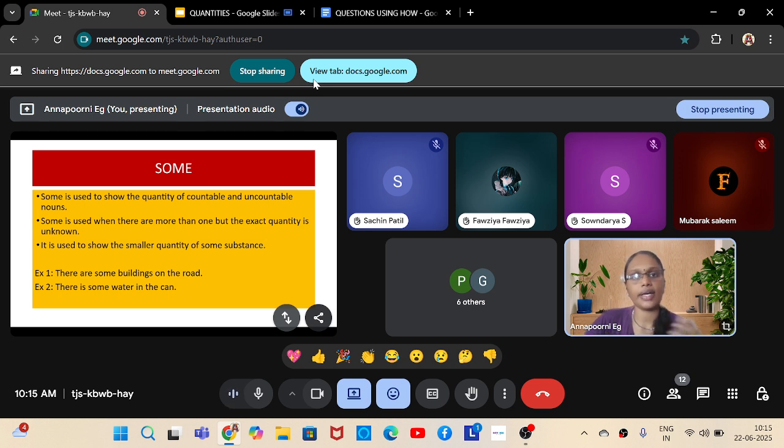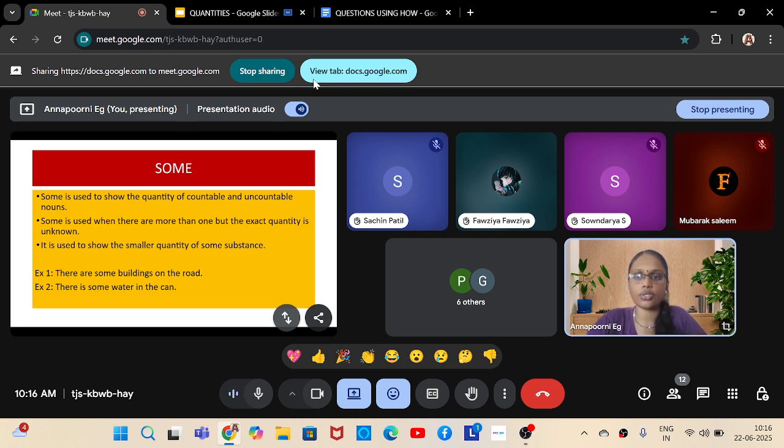There are some pens in the bag. There are some books on the table, etc. So from this, what we can understand, countable nouns and uncountable nouns are used along with some. Okay, so some is used to show the quantity of both countable as well as uncountable nouns. And some is used when there is more than one, but the exact quantity is unknown. We don't know the exact quantity, but it is more than one. Okay, ஒண்ணுக்கு மேல இருக்கு, but exact quantity எவ்வளவு கரெக்டா தெரியாது. In this case, you can use the word some.